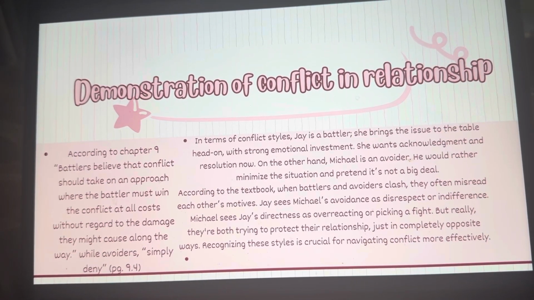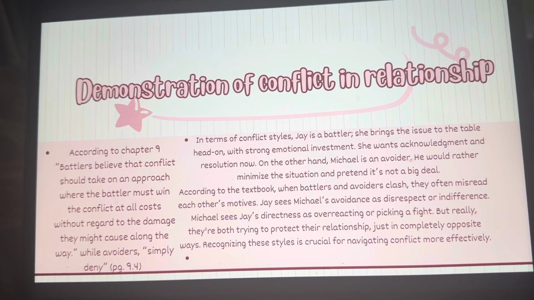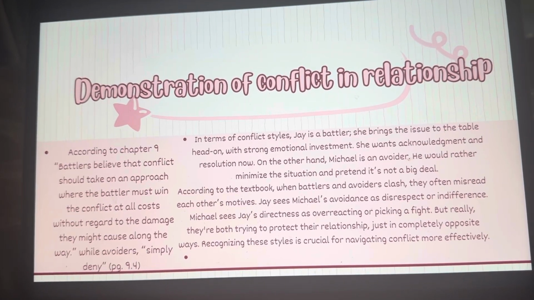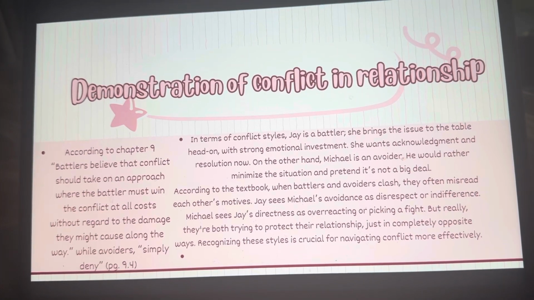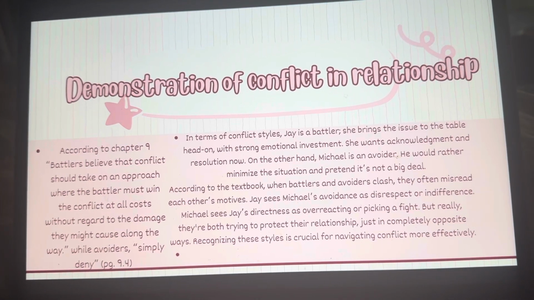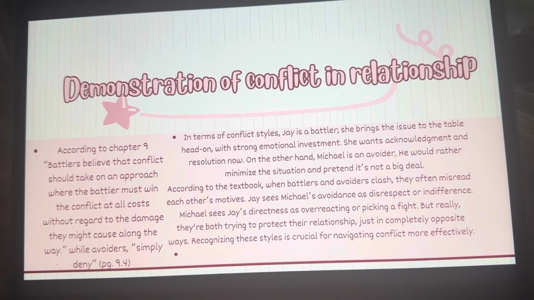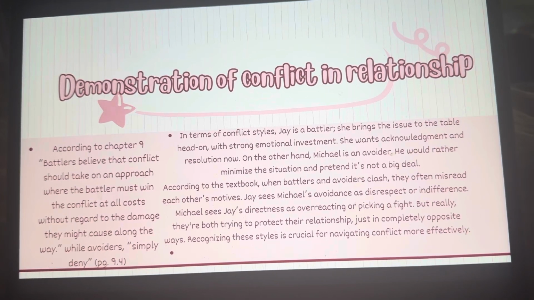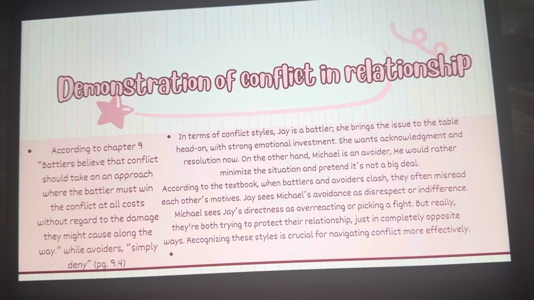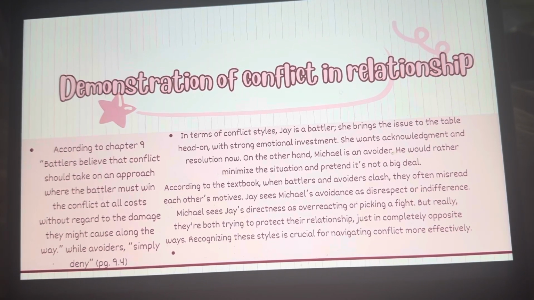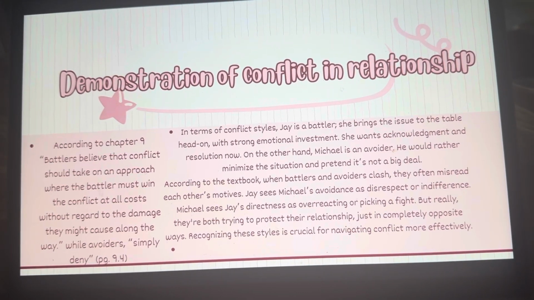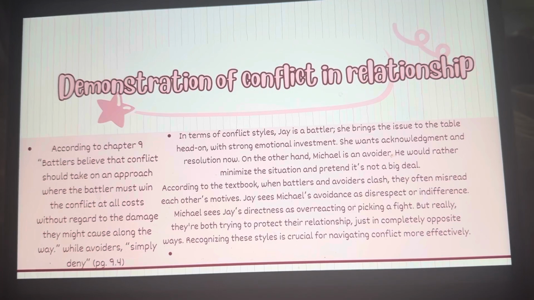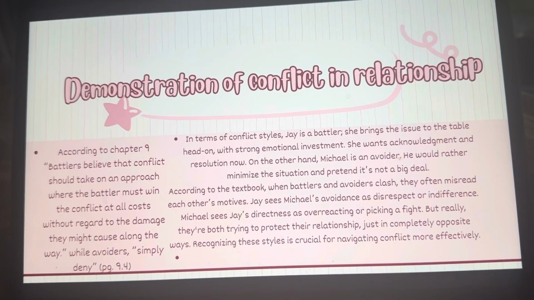According to the textbook, when battlers and avoiders clash, they often misread each other's motives. Jay sees Michael's avoidance as disrespect or indifference, and Michael sees Jay's directness as overreacting or picking a fight, but really they're both trying to protect their relationship, just in completely different ways. We should recognize that understanding their styles is crucial for navigating conflict more effectively.